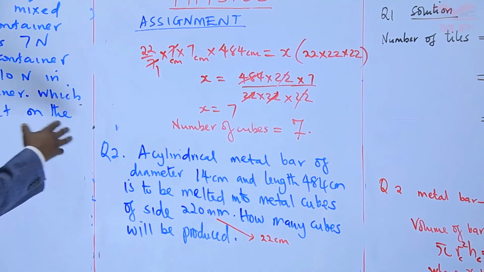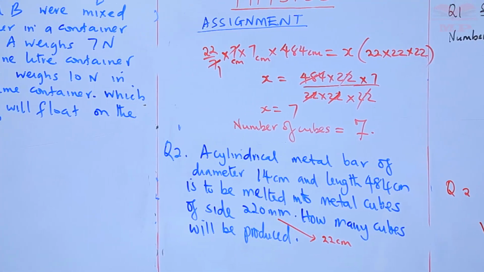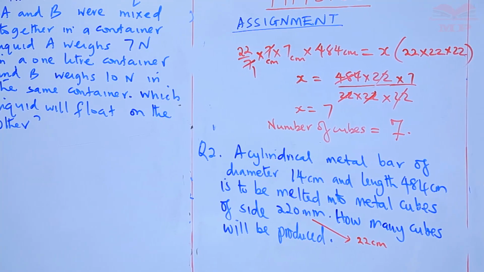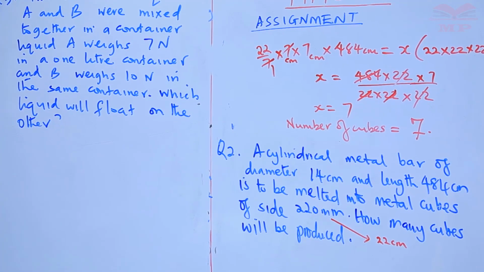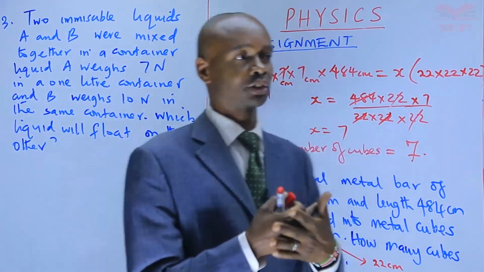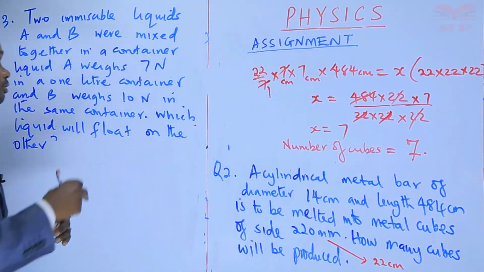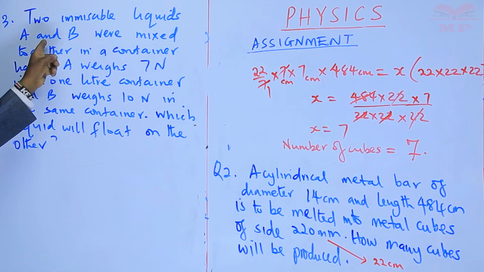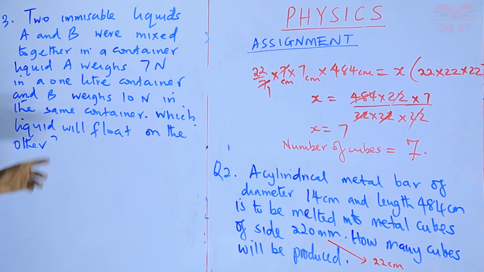Question 3. Two immiscible liquids. Immiscible means they cannot mix together. A layer will form on the other liquid. Two immiscible liquids A and B were mixed together in a container. Liquid A weighs 7 newtons in 1 liter container, while B weighs 10 newtons in the same container. Which liquid will float on the other?